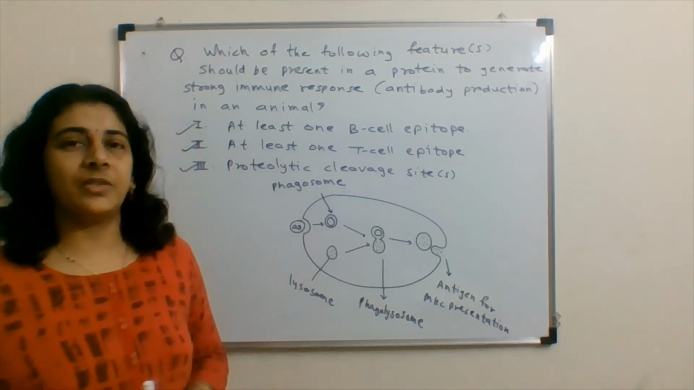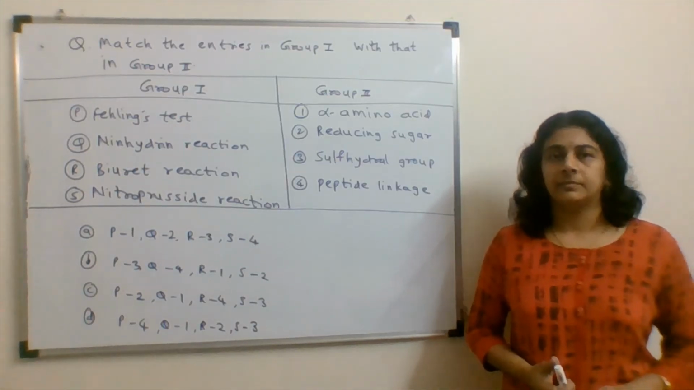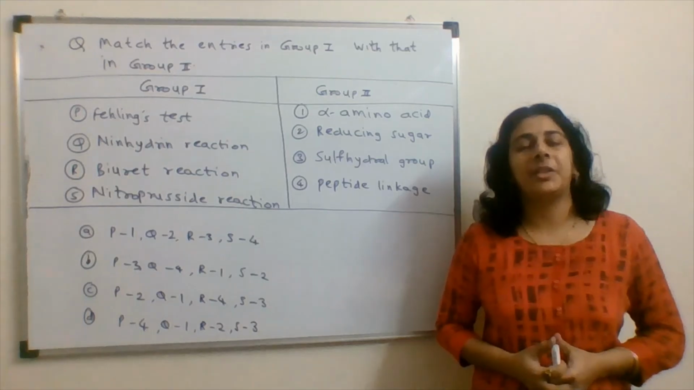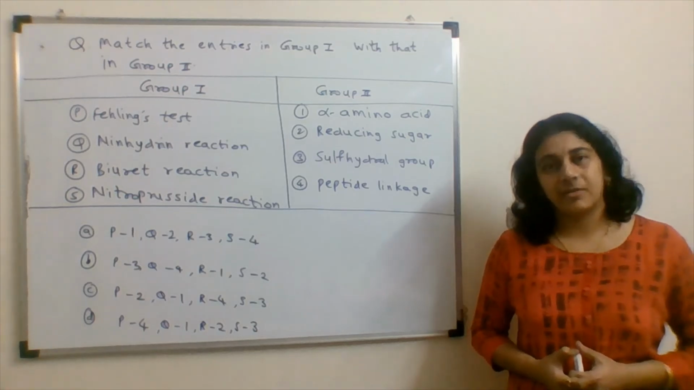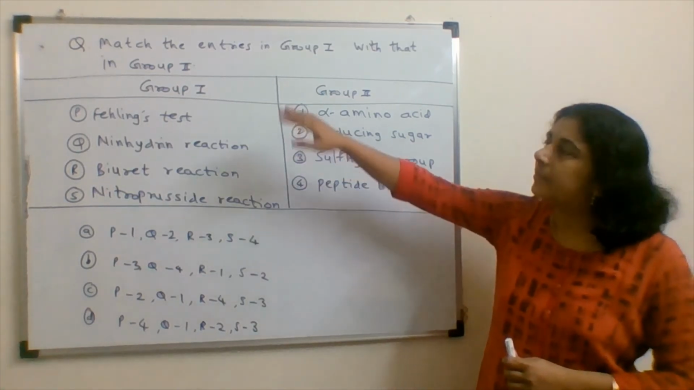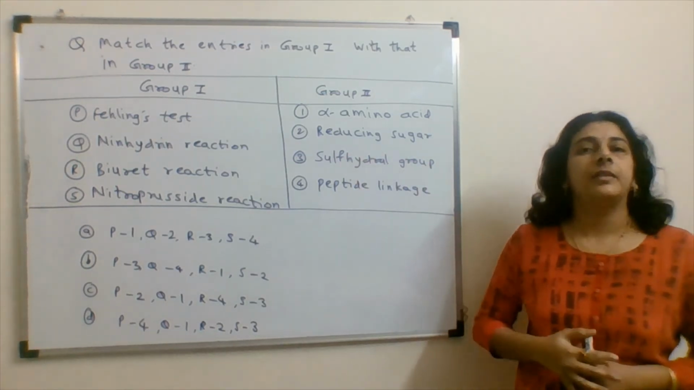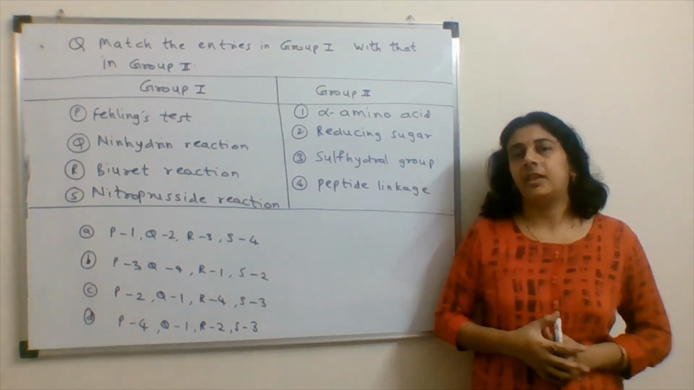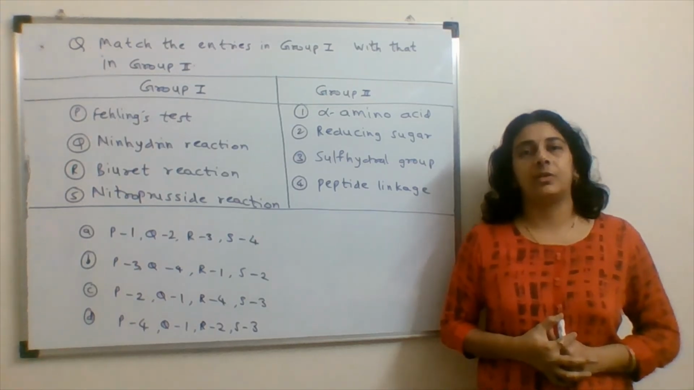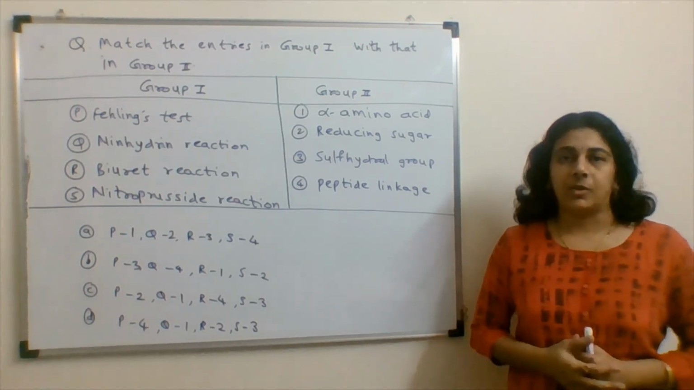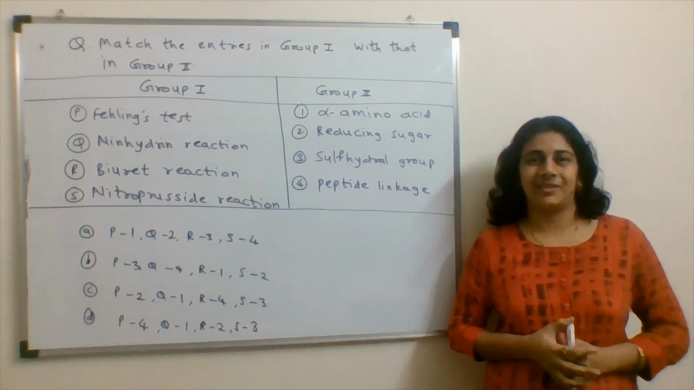Now we'll have question for our next video. Yes, the question for next video is, it's a 2-mark MCQ type of question from paper of Biotechnology 2018. So what is the question? Match the entries. 2 columns are given, group 1 and group 2. In group 1, different biochemical reactions are given, and in group 2, different functional groups are given to which these reactions are to be applied. The options are given, one of the option is correct. So we'll solve this question in my next video.